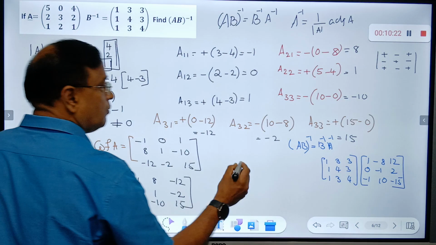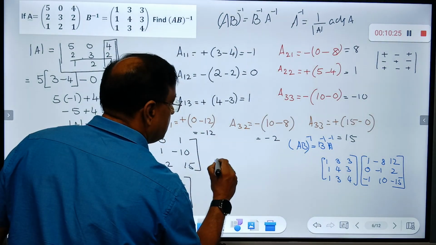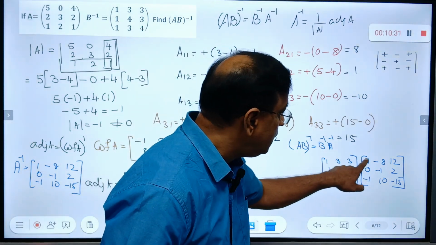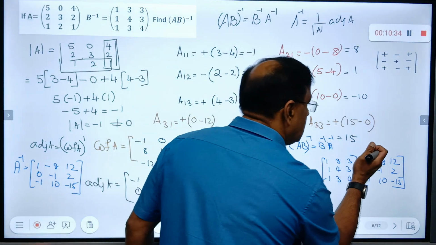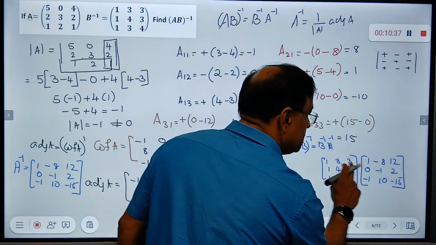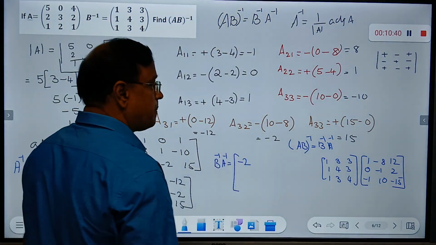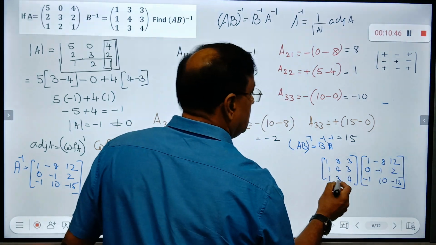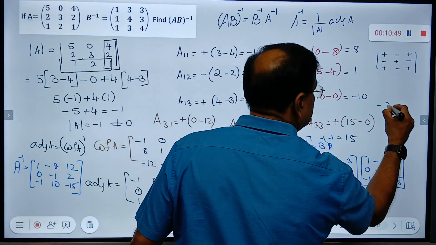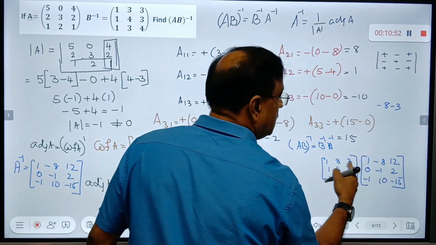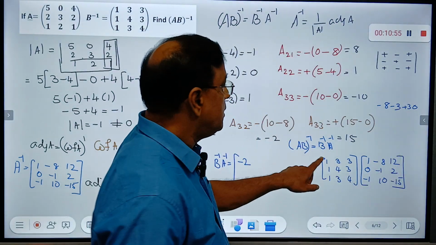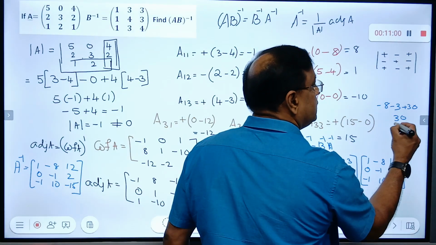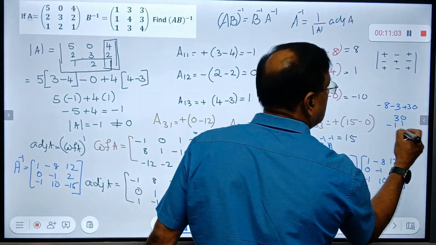Now what is AB inverse? B inverse A inverse will be, first row, first column: 1 plus 0 minus 3. So it is minus 2. Okay. Then first row, second column, right? So it's minus 8 minus 3 plus 30. Correct? Minus 1 minus 3 plus 30. So 30 minus 11, I think it's 19.